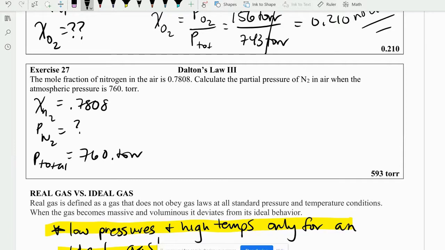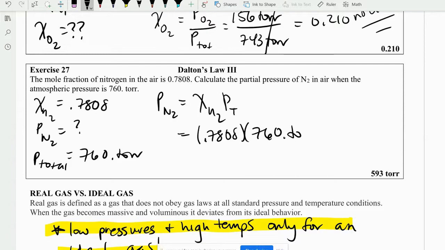Again, go back to the equations on the previous page, and you will see that the partial pressure of nitrogen is equal to the mole fraction of nitrogen times the total pressure. You've been given everything but what we're solving for here, and that's the partial pressure of nitrogen. So that is equal to 0.7808 times the total pressure of 760 torr. And when I multiply these two together, I get 593 torr as the partial pressure exerted by nitrogen.